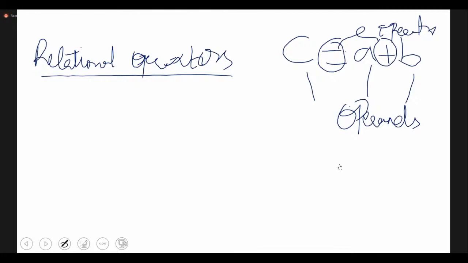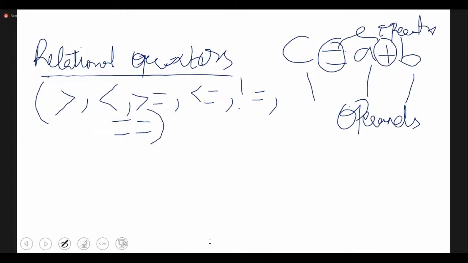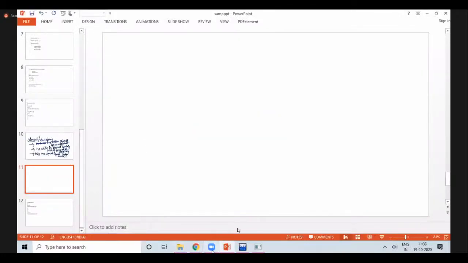Now you have different types of relational operators like greater than, less than, greater than or equal to, less than or equal to, not equal to, and the equal to operator. Any relational operator is going to judge what relation is happening between different operand values, whether operand 1 is greater than operand 2 or operand 1 is less than operand 2. You can write a small program like the largest of two numbers, or check equality between two numbers.